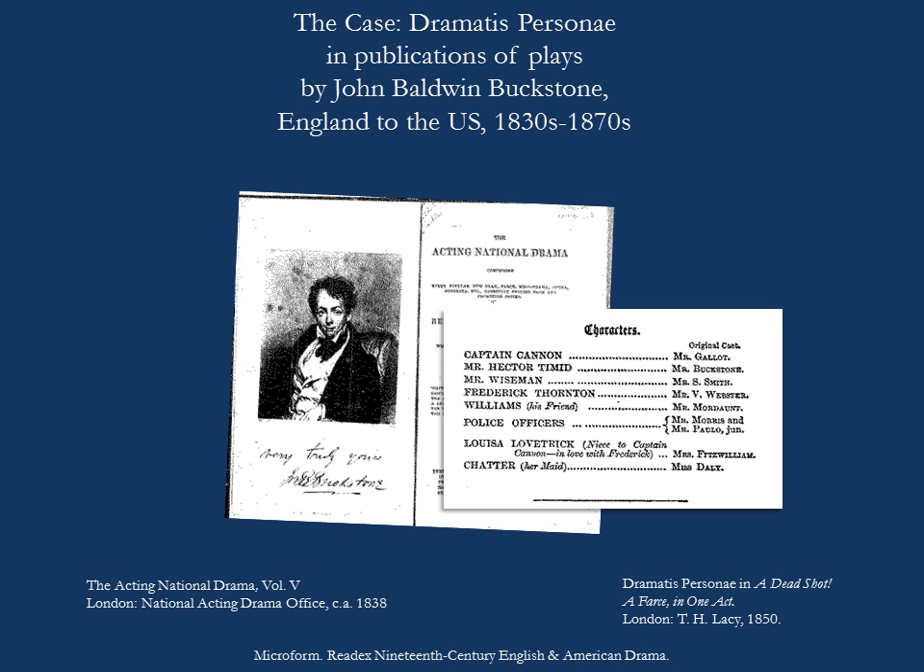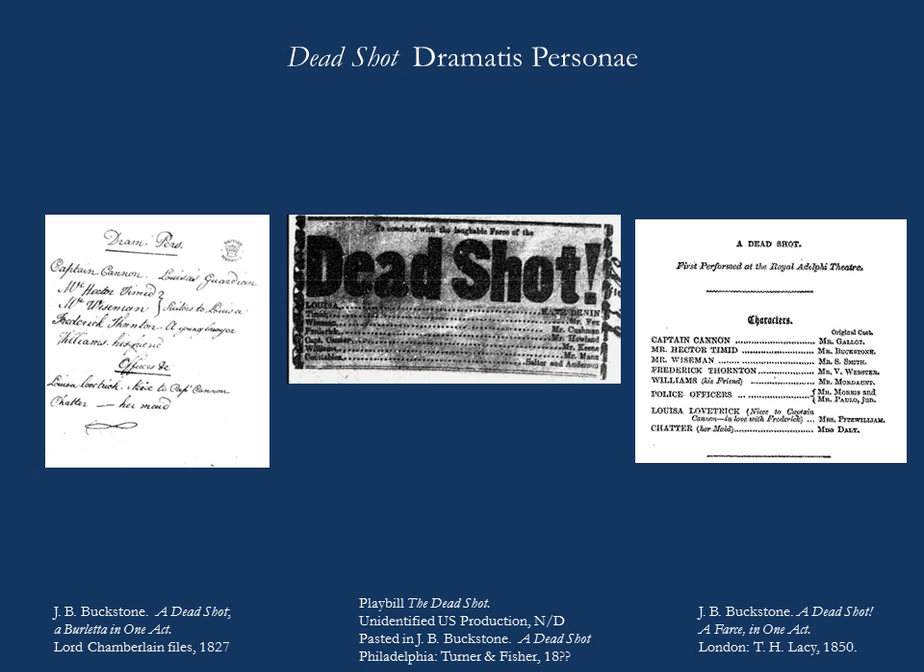As a footnote, though I did use these samples in archive print copies, the reproductions here come from the same microform set, Readex 19th Century English and American Drama. Character lists appeared in several vehicles, such as the three shown here for Buckstone's play, Dead Shot. One was the manuscript play, used for backstage preparations or submitting to censorship offices. Another was the playbill, posted in public, which was related to the program given to audiences. And a third was the printed playbook.